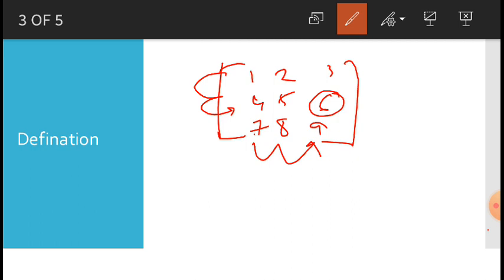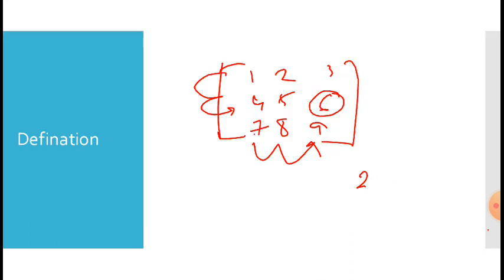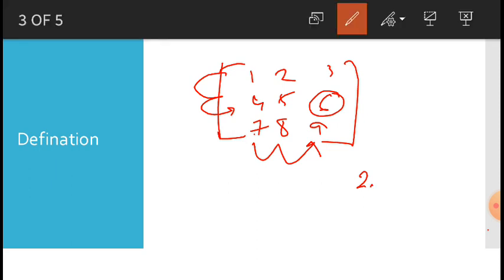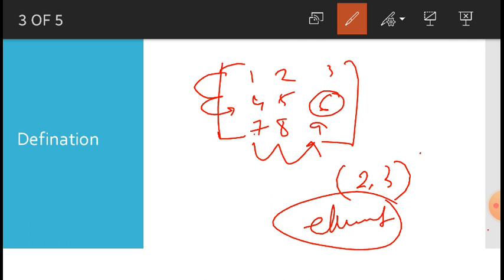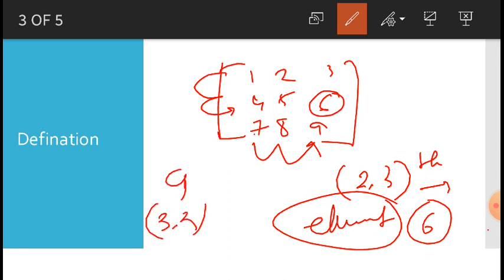So the matrix element is the 2 3 element. Like this way you can write it. So 6 is the 2 3th element, where the number of rows counted is 2 and the number of columns counted is 3. Now what about the 9 here? 9 is the 3 3 element. Actually, the matrix is written this kind of way.